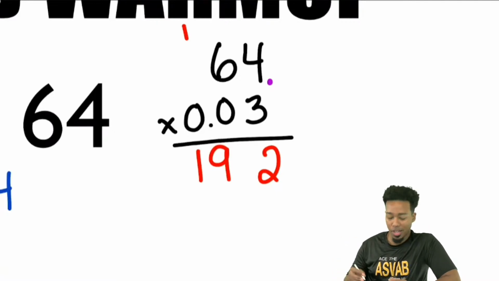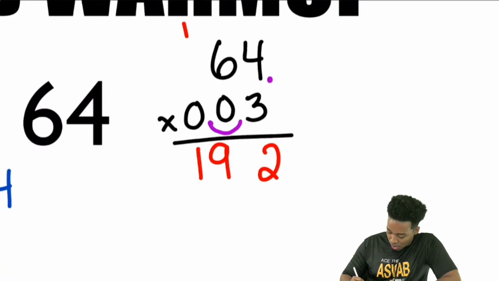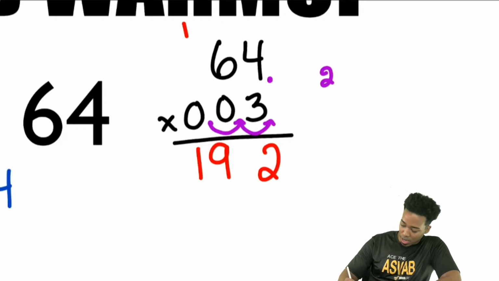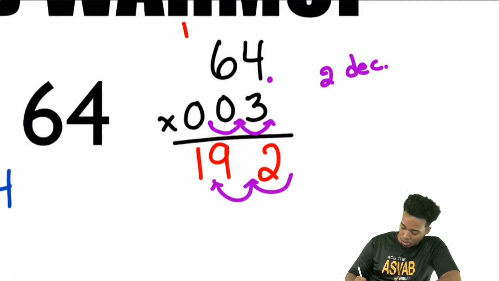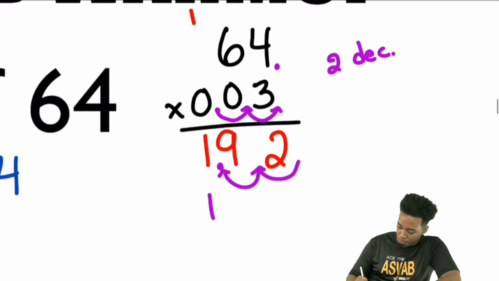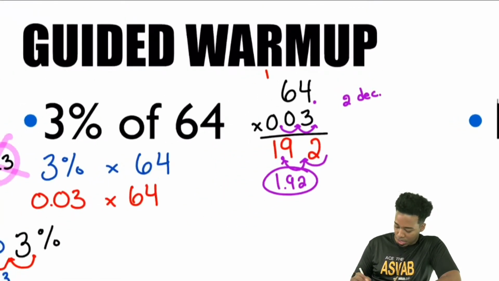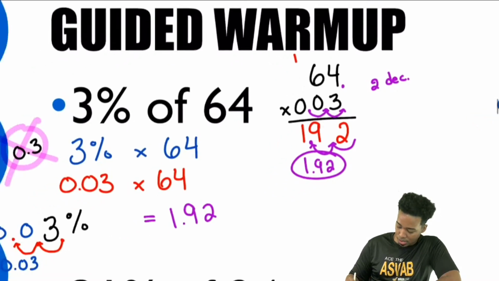There's nothing to move. But then we have the decimal place here for the 0.03. How many decimal places is that? Yeah, that's going to be 2 decimals here. 1, 2. And there we go. We have 2 decimals. And so we'll go 1, 2. Right there. 1.92. And there it is. 3% of 64 equals 1.92.